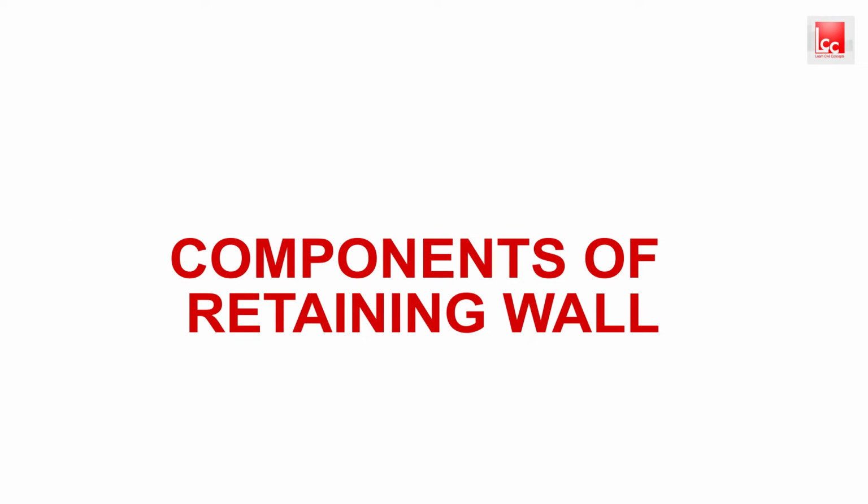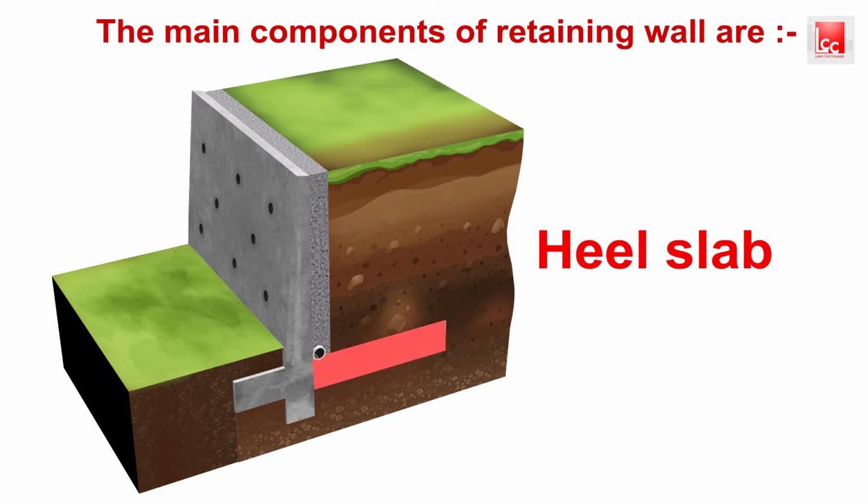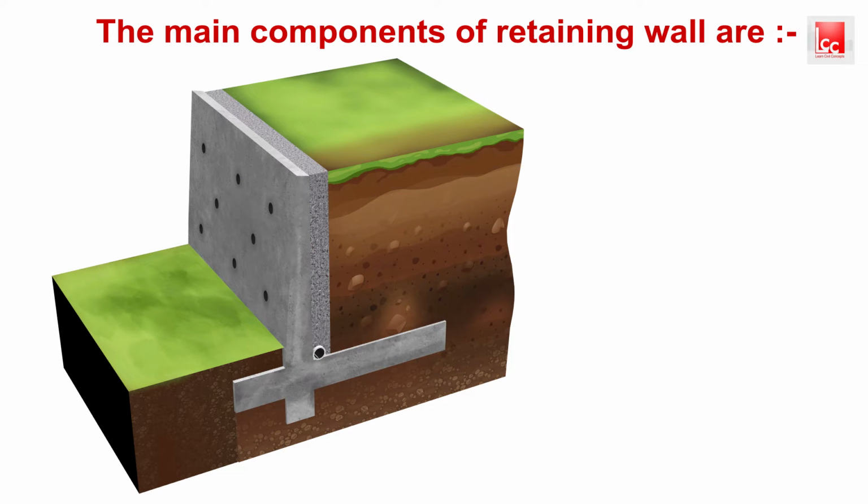Components of retaining wall. The main components of a retaining wall are: first is stem, second is heel slab, third is shear key, fourth is toe slab. Together, toe slab plus heel slab is called the foundation slab. As you can see in the model, soil behind the stem can be coarse aggregates so that water percolates and exits via drain. A sloping perforated pipe is also provided at the stem for drain.